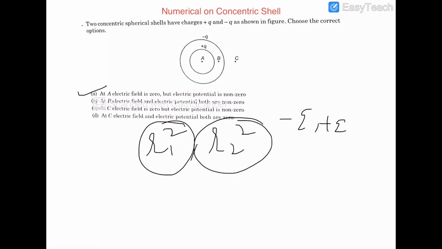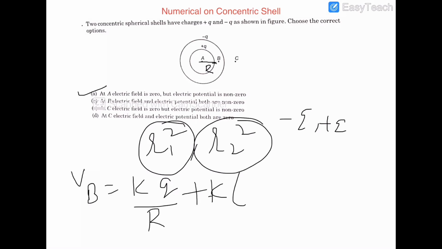So the first part is correct, electric field is non-zero. Now the second part is that electric potential is also non-zero at point B. So what will be the electric potential at point B? It will be due to the first. Let this distance, from A to B, be capital R. Then the electric potential due to the interior shell will be K, it is carrying plus Q charge, divided by this distance capital R. And the electric potential due to the outer will be K, it is carrying minus Q charge, but the radius of the outer is different, let it be R dash, so it will be divided by R dash.